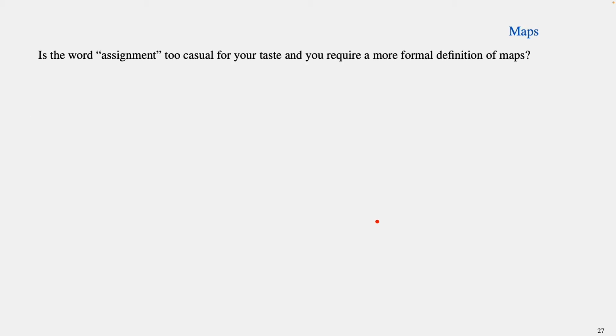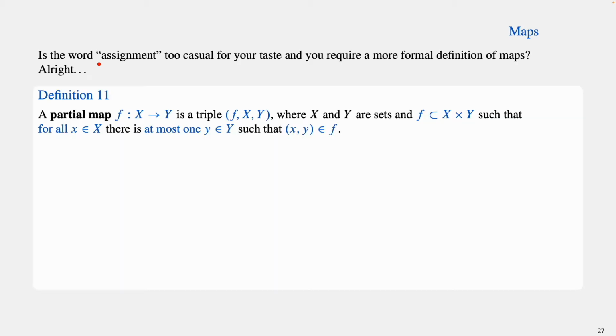And now, if you're a very formal mathematician, you might complain about the word assignment in the previous definition, because this is not really a precise term. So if you want a more formal definition, let's look at one.